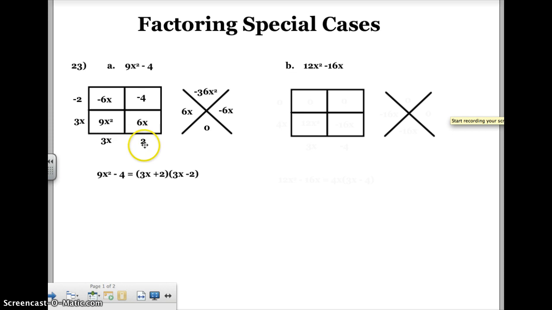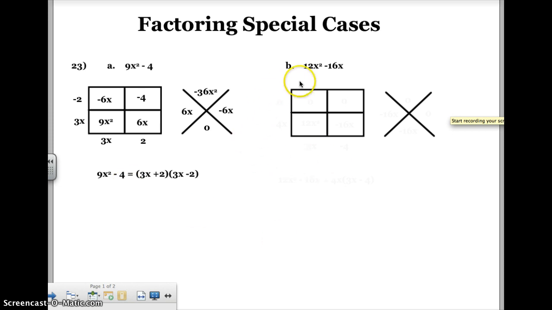And I get the 3x plus 2 because that's that dimension of the big generic rectangle, and 3x minus 2 because that's this dimension of the big generic rectangle. Now this problem is one that's going to come back a little bit later when we talk about the difference of squares. 9x squared is a perfect square, and so is 4. So I'm really subtracting two perfect squares, and I have a difference of squares here. We will talk about that in a later video, probably in a day or two.